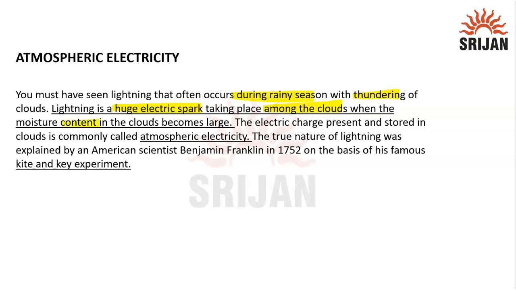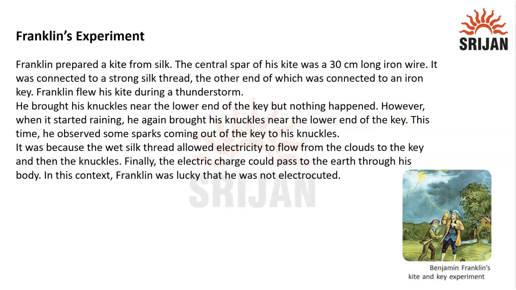When the moisture content in the clouds becomes large, the electric charge present and stored in clouds is commonly called simply atmospheric electricity. The true nature of lightning was explained by American scientist Benjamin Franklin in 1752 on the basis of his famous kite and key experiment.